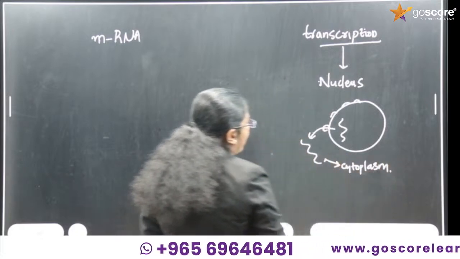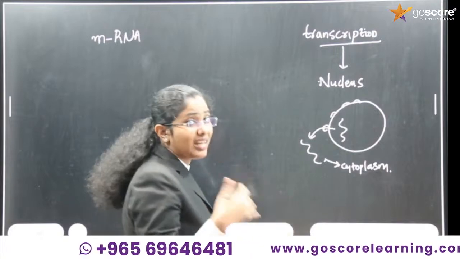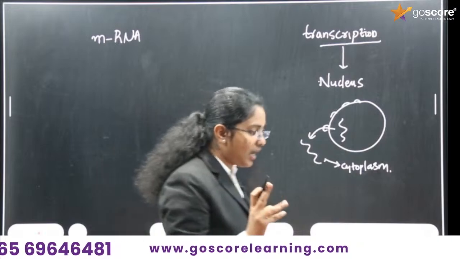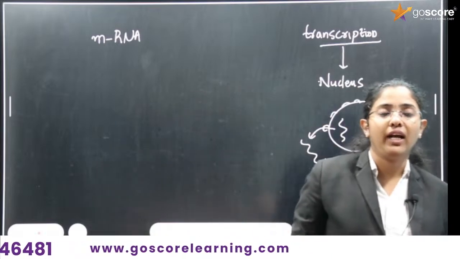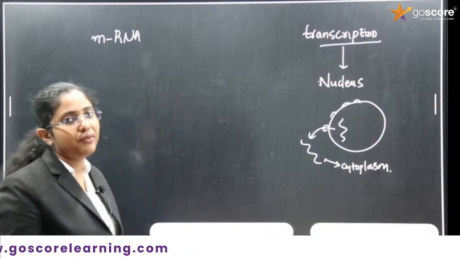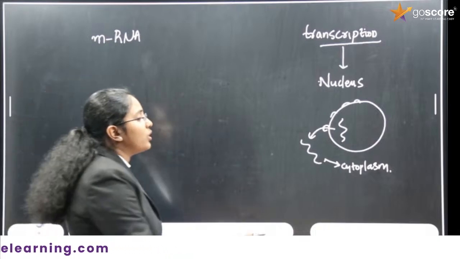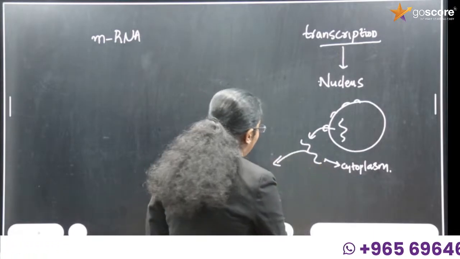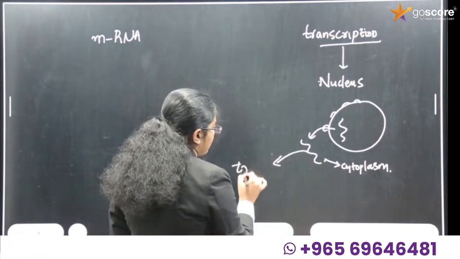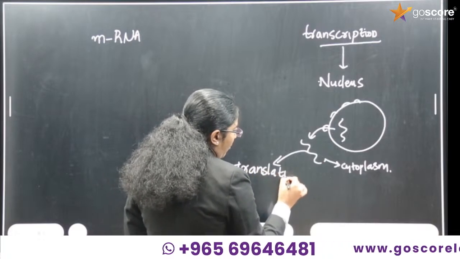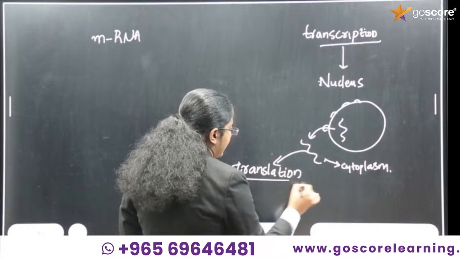Before coming into the cytoplasm, three different steps have already been done: splicing, then capping and tailing. All these processes have been done and now the mRNA is in the cytoplasm with different exons. So next, what is the process? This mRNA has to undergo a process known as translation. Why translation?